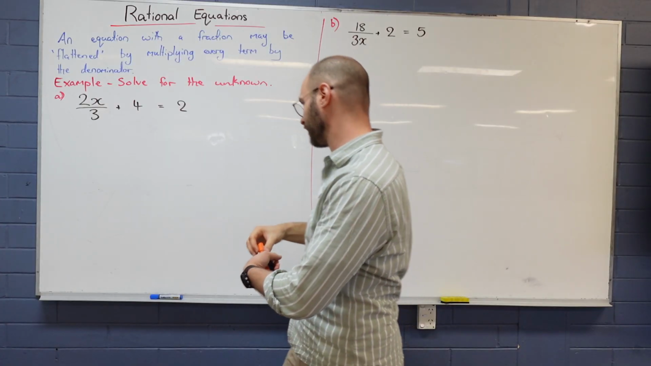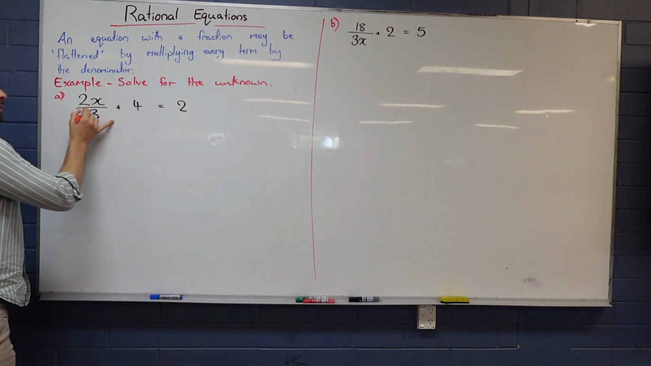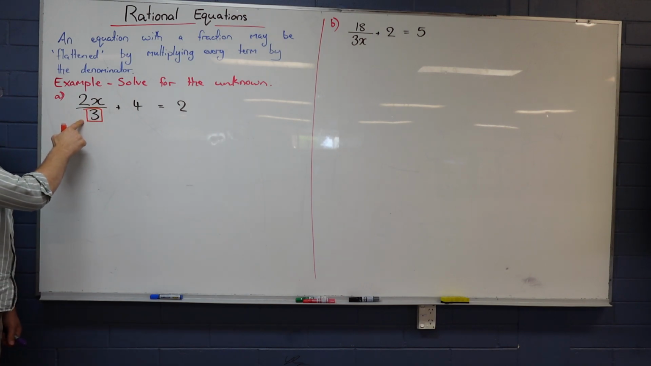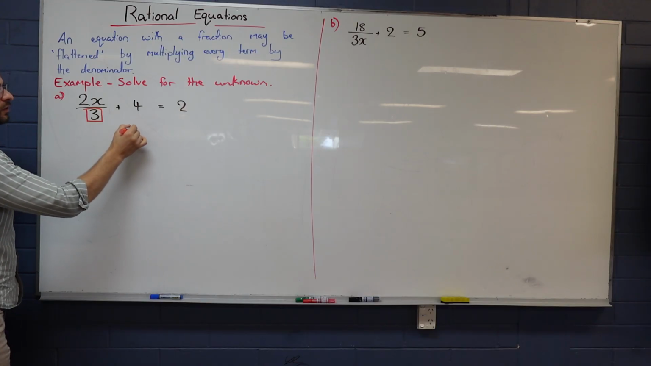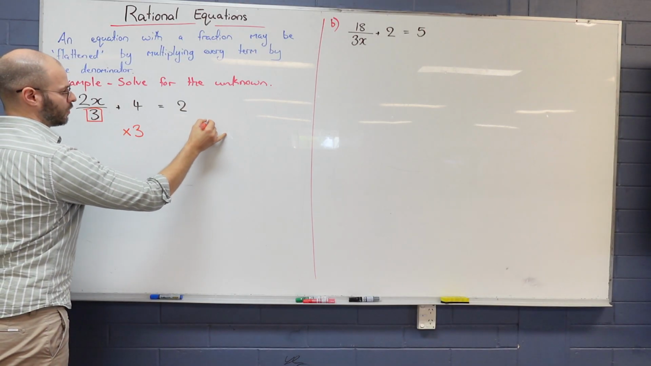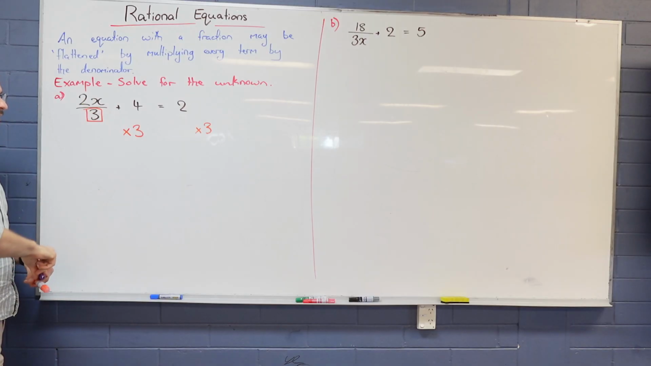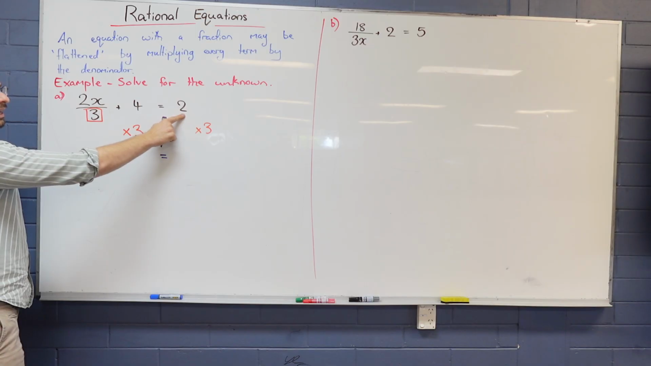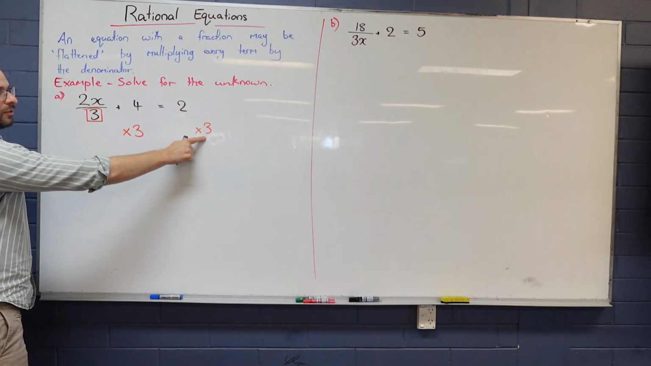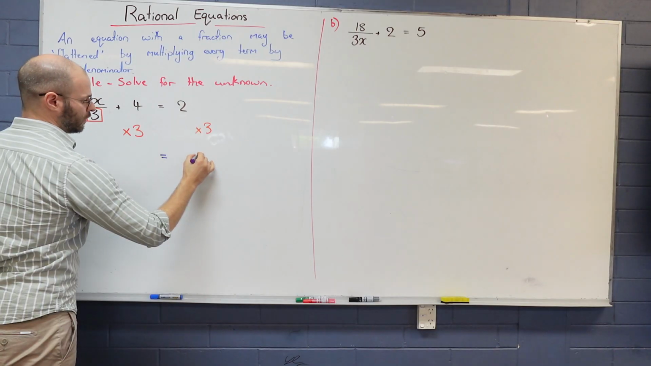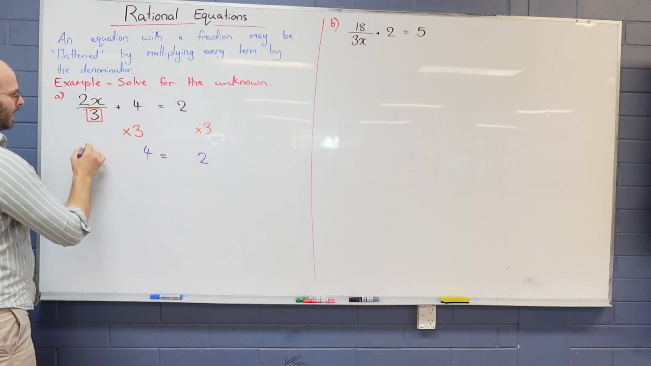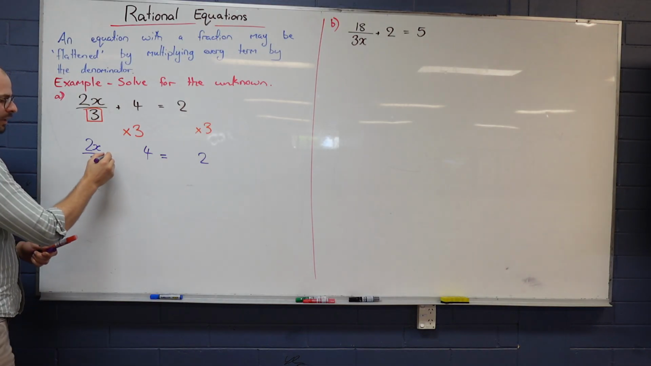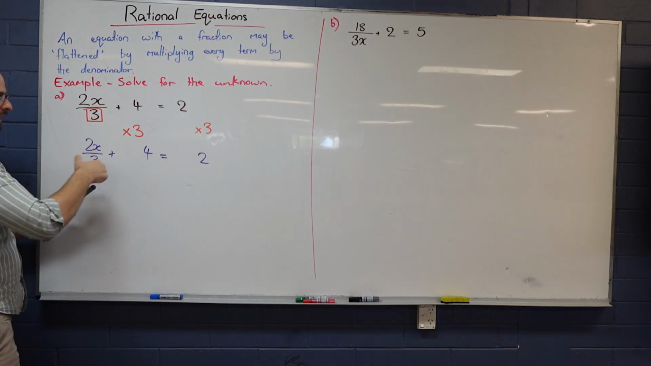Now, putting this into practice, firstly, I identify my denominator. The denominator is the bottom half of a fraction. I then go times 3 on both sides of the equation. Times 3, times 3. When we action this, every single term in our equation is going to be multiplied by 3. So we're going to have the term 2, the 4, and the 2x over 3.